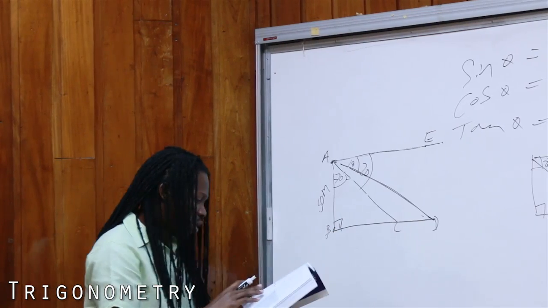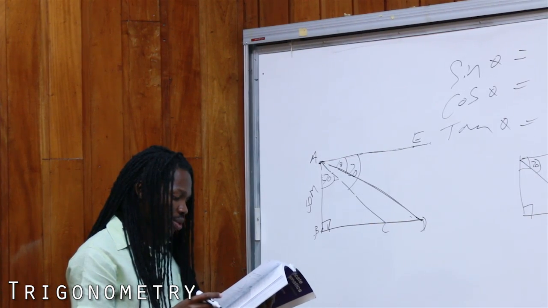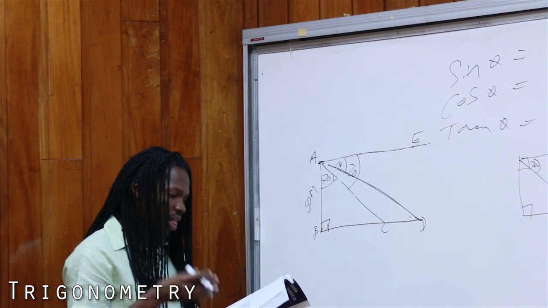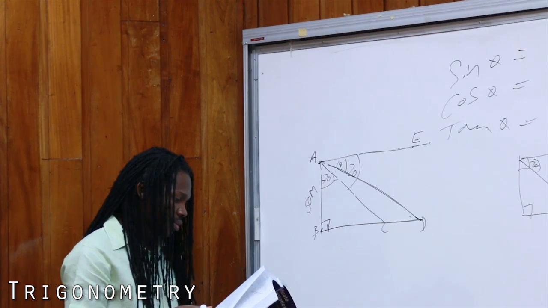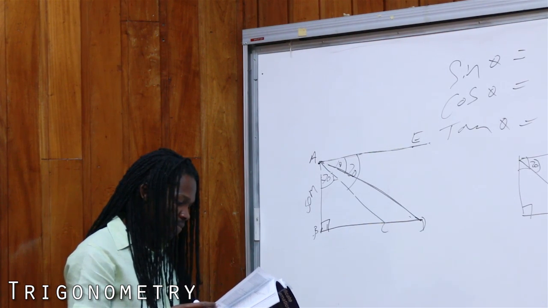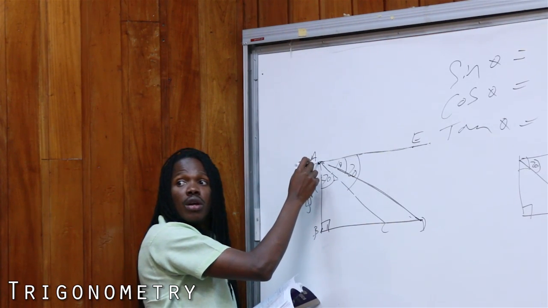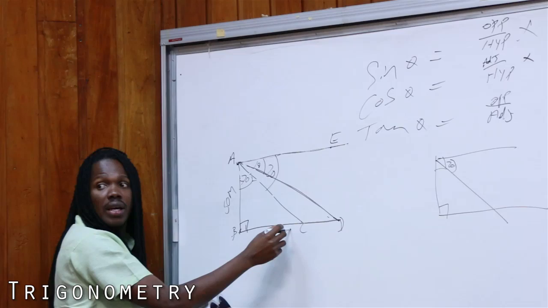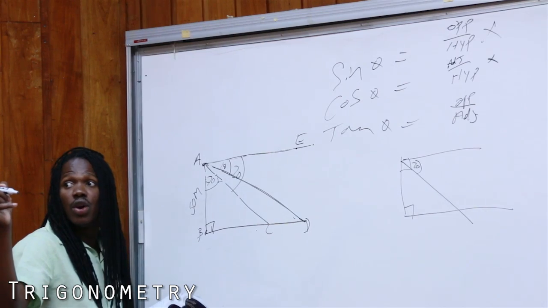So now what do we want to find? Somebody tell me now. Calculate the distance from the boy. So therefore, the man is here, and we want to know how far this is, which means that we want to find line BC. Everybody see that?